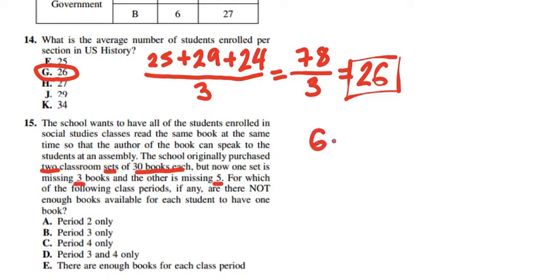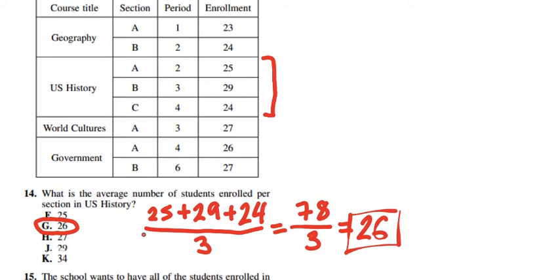So since there's 2 sets of 30 books, and then there's 3 books missing and 5 books missing, we're going to have a total of 60, and we're missing 8 books in total. 60 minus 8 is 52. We need to see for which class period there's more students than available books. So which period has more than 52 students?